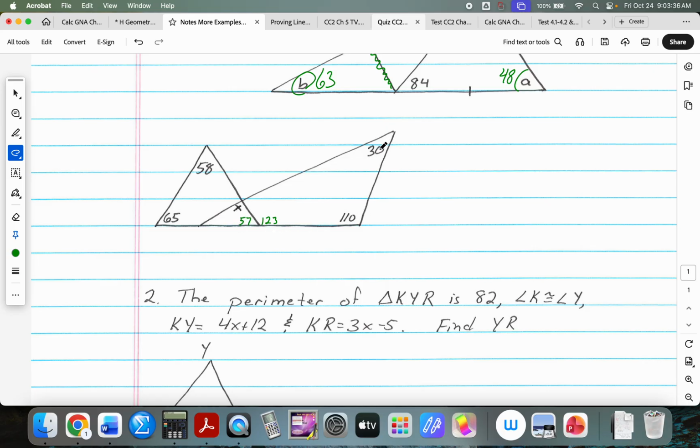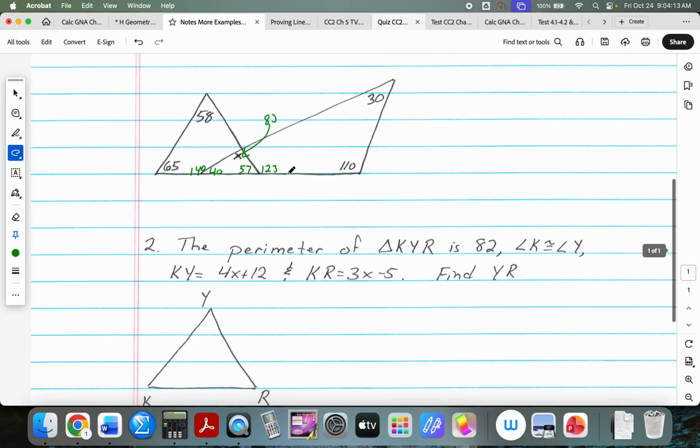And 110 plus 30 is 140. So the exterior angle is 140, so this angle is 40. Those two add together to be 97. So that leaves 83 for the other angle. You could also have used the idea of an exterior angle for those if you want to. Turns out to be about the same speed either way. Okay, any questions about that?